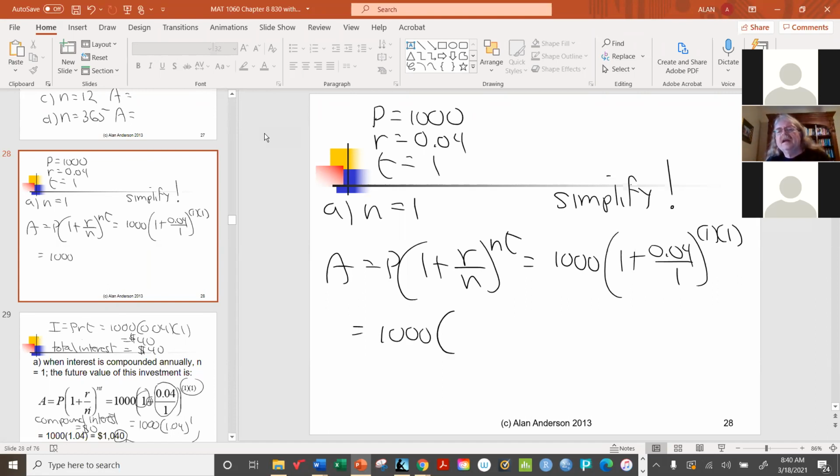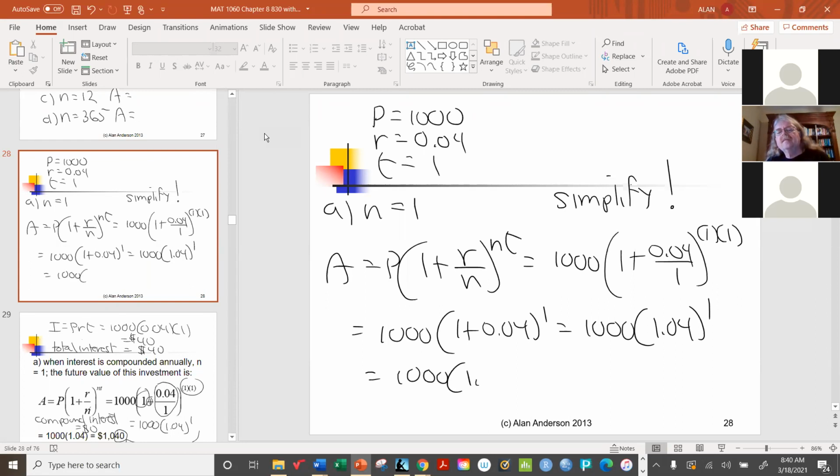So here, for example, we have the following. Now, when you raise something to the first, it's the same. You don't really need that exponent there. It's just 1,040. So this is your final result.